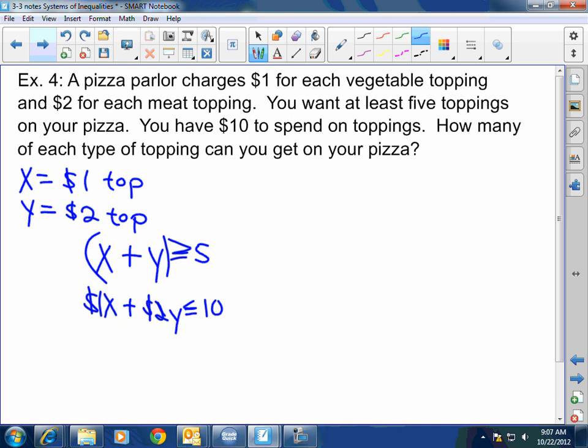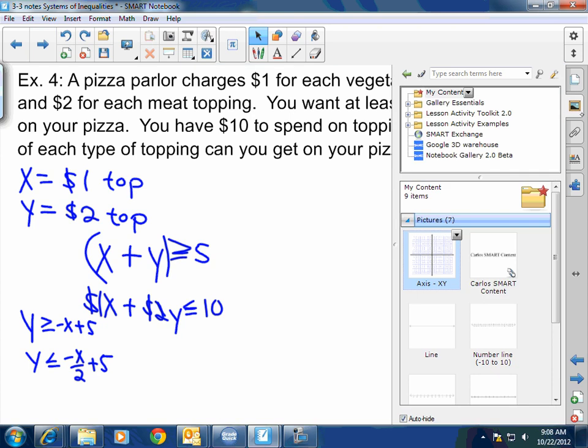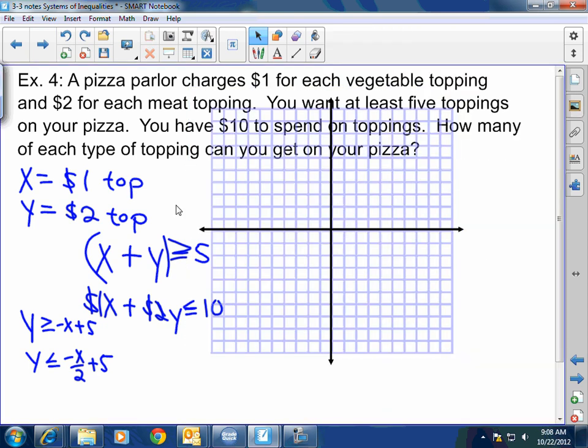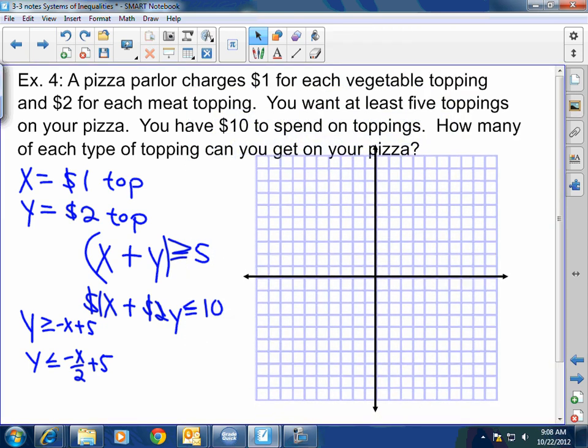So let's go ahead and solve this. We've got y is greater than or equal to negative x plus 5. And we've got y is less than or equal to negative x over 2 plus 5. You see how I got those, guys? I'm going to assume that silence is good today because I'm not going to pull your teeth.